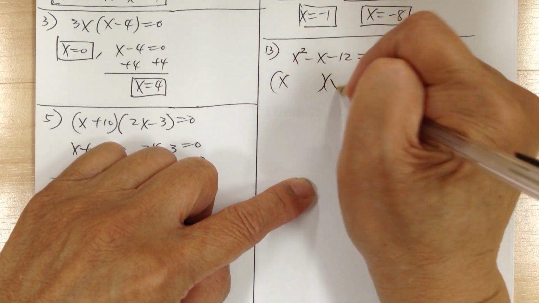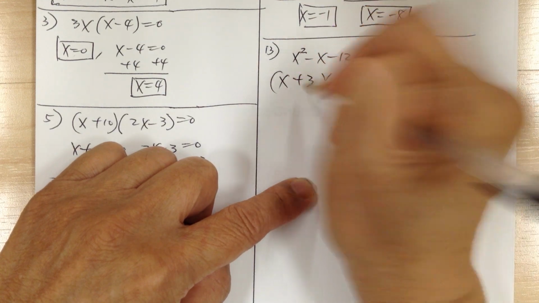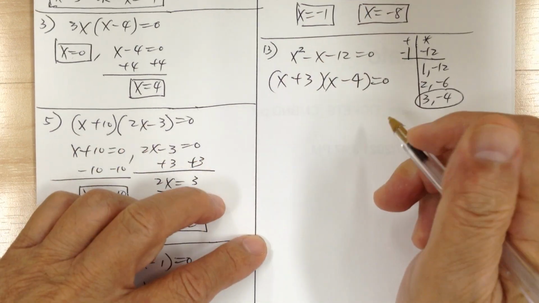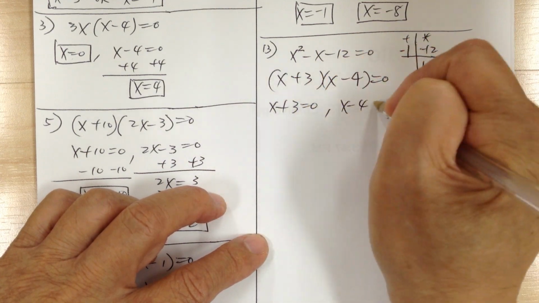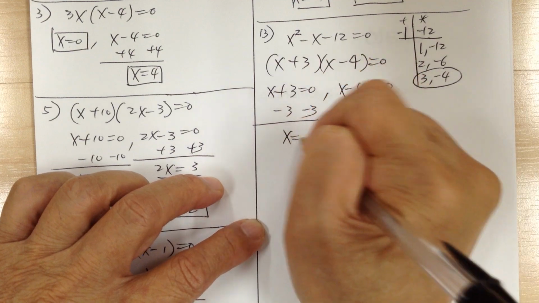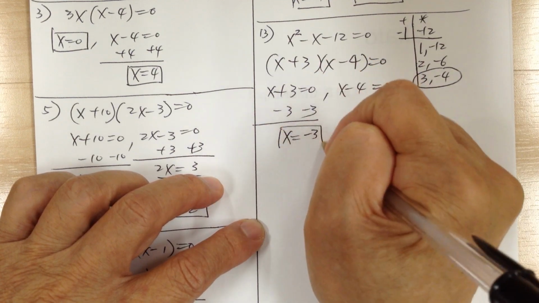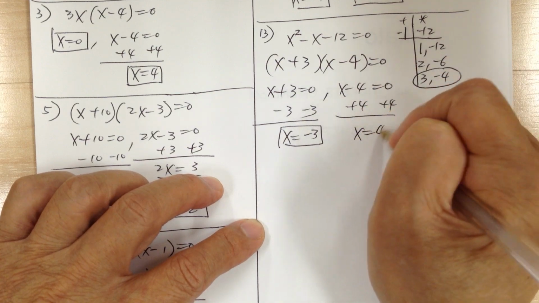So you're going to get x and x, right? And again, there's no number, so whatever you see is whatever you get. Then you set each part equal to 0. And then you solve. So you get x equal to negative 3. This one you plus 4 on each side. So x equal to 4.